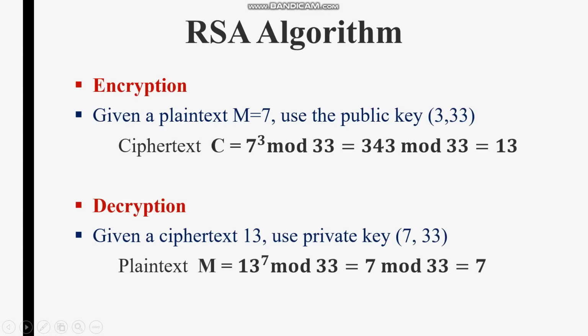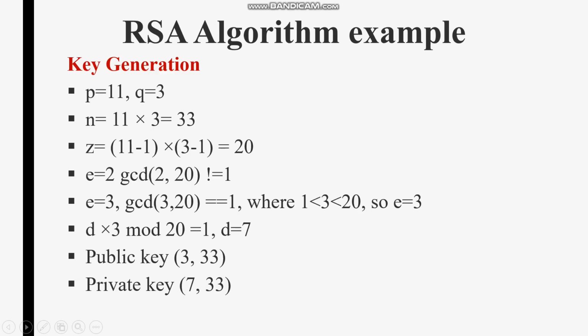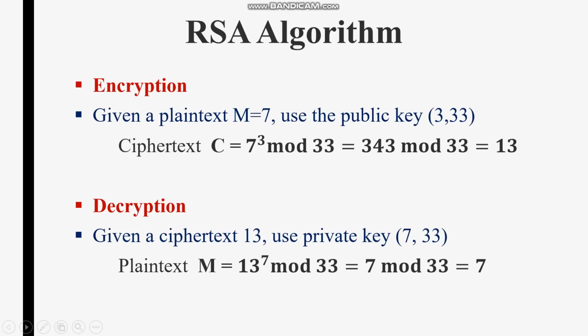C is equal to M power E mod N. N is 33. So what is M? M is 7. M power E is 3. Mod N is 33. Now you perform this, you get 343 mod 33. The remainder is going to be 13. Now this is your ciphertext.